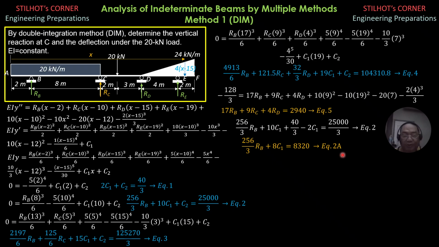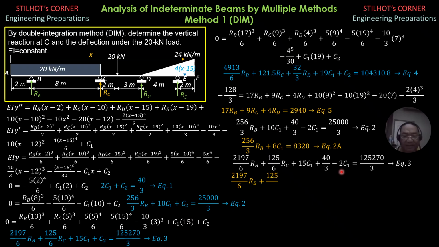Call that equation 2A. Then substitute C sub 2 equals 40 over 3 minus 2 C sub 1 into equation 3. So 2197 RB over 6 plus 125 over 6 RC plus 15 C sub 1 plus 40 over 3 minus 2 C sub 1 equals 125,270 over 3. Simplifying this equation, we have 2197 over 6 RB plus 125 over 6 RC plus 13 C sub 1 equals 125,230 over 3.